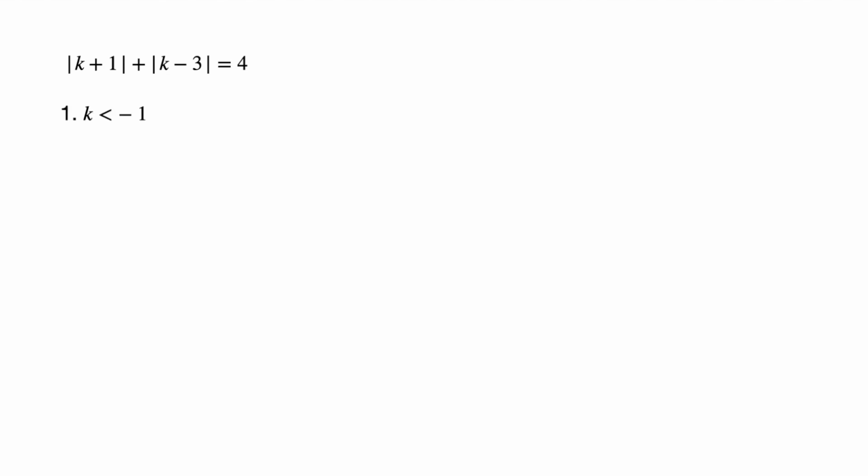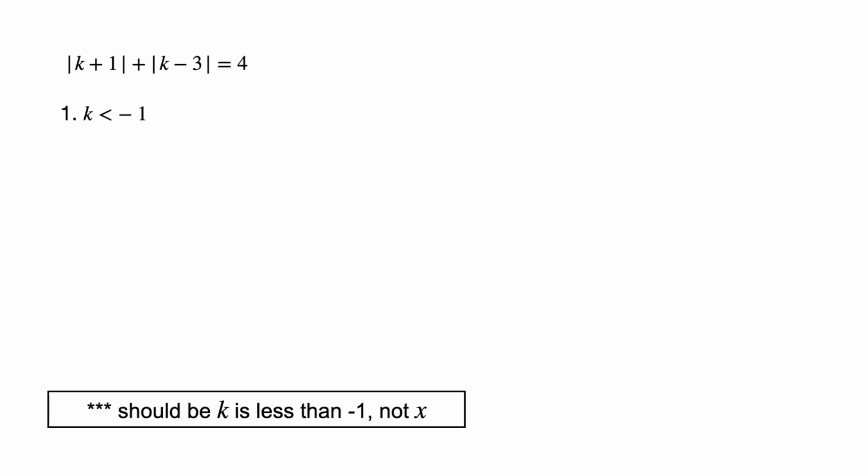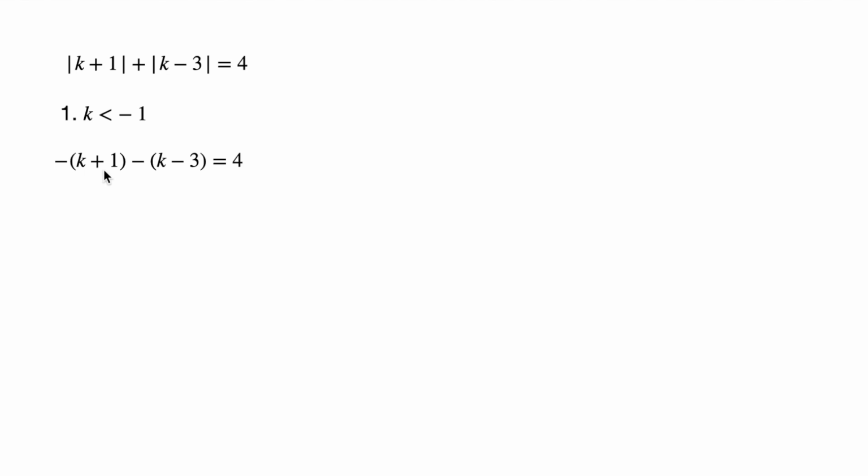So case 1 is when k is less than negative 1. This would make both expressions inside the absolute signs negative, so we put a negative sign in front of both of them. Solving for it, we get that k is equal to negative 1. And don't forget that k is actually equal to log 2 of x. Solving for that, we get that x is equal to 1/2.